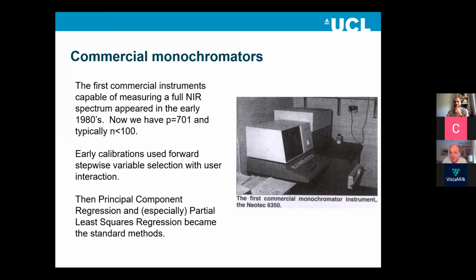It had an 8-inch floppy disk, which you couldn't get many spectra onto. And you programmed it in Fortran, and it was really tedious. And it would produce NIR spectra from 1100 to 2500 nanometers in steps of 2 nanometers. So P is 701, because you've got the two ends of the lampposts and gaps between them, it's 701 spectral points.